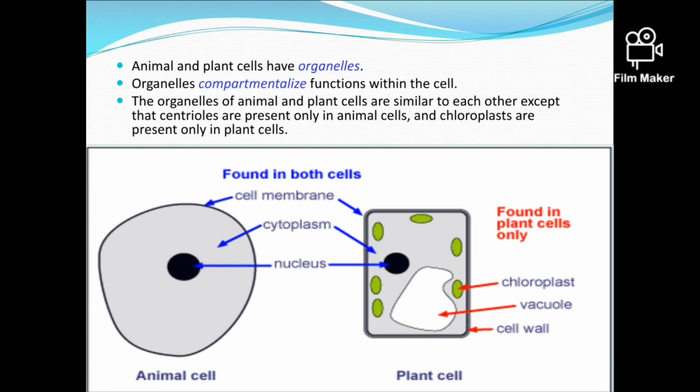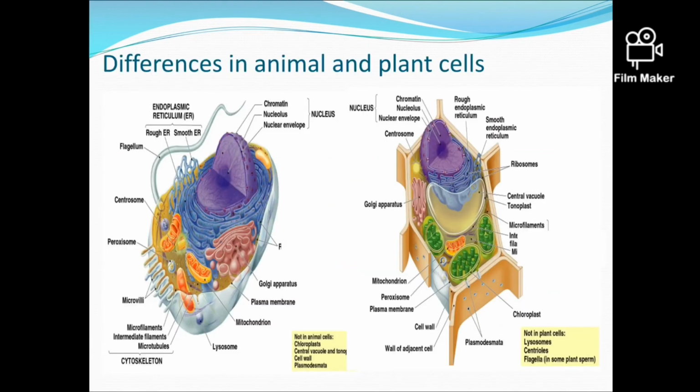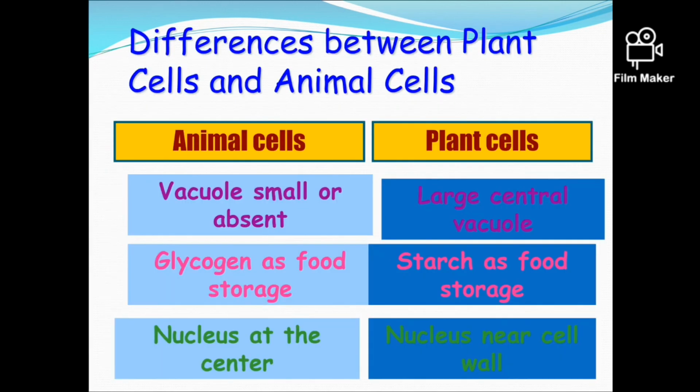The ones in blue arrows are the ones found in both cells, and the ones in red are the ones found in plant cells only. Here are the differences between animal and plant cells. The one you see on your left is the detailed diagram of an animal cell, and the one you see on your right is the detailed diagram of a plant cell. Other than that, the differences between plant cells and animal cells would be the vacuoles: in animal cells they are small or absent, meanwhile in plant cells there is a large central vacuole.